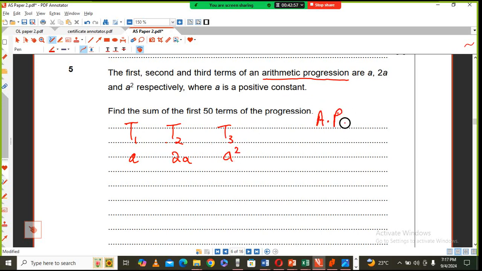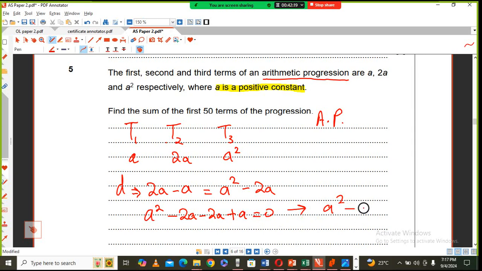Okay, stop the jokes. So this is an AP, right? Yes, sir. And the other important thing is they are saying A is a positive constant. Now, with APs, there has to be a common difference. So 2A minus A should equal A squared minus 2A. Is that okay? Okay, so all of this stuff is going to give you A squared minus 2A minus 2A plus A, which equals 0.